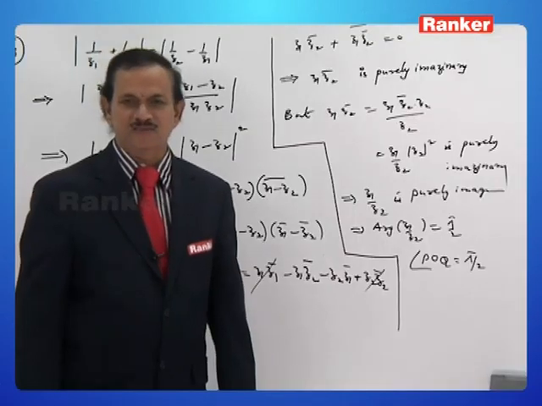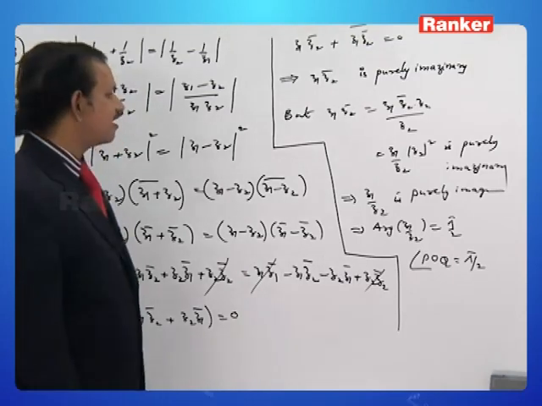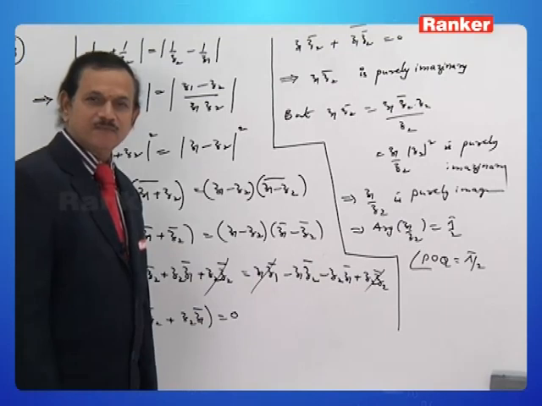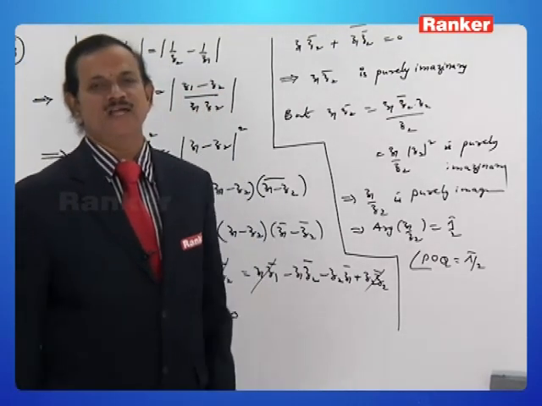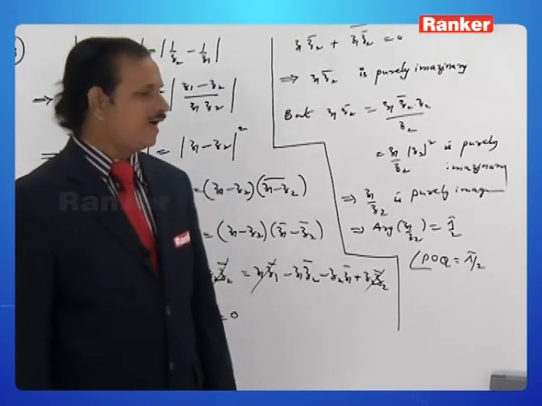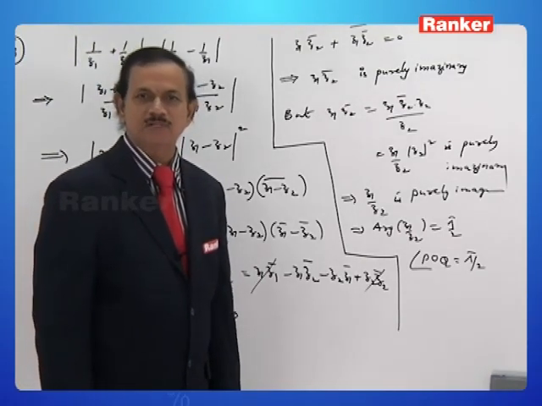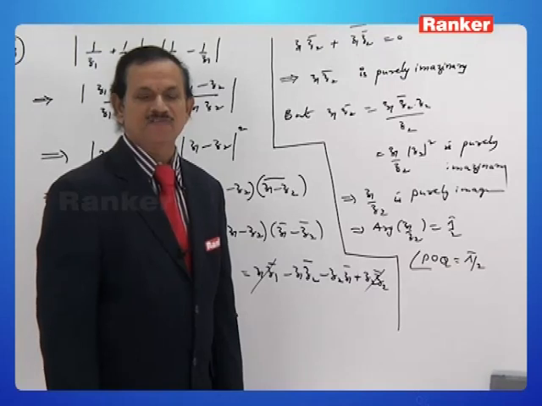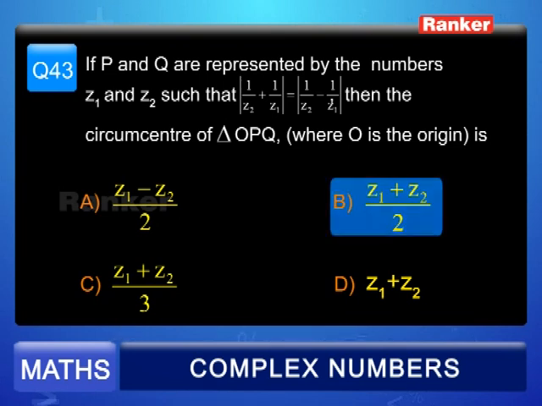Yes. It's a beautiful question in which two or three different concepts are in use. One of the most important concepts is that the triangle OPQ is a right-angled triangle, right-angled at O. Hence, the hypotenuse is PQ. The circumcenter is the midpoint of the hypotenuse. Therefore, the midpoint of PQ is the correct answer. And the right option, that is option B, is the right answer. That is the question. That is the answer.